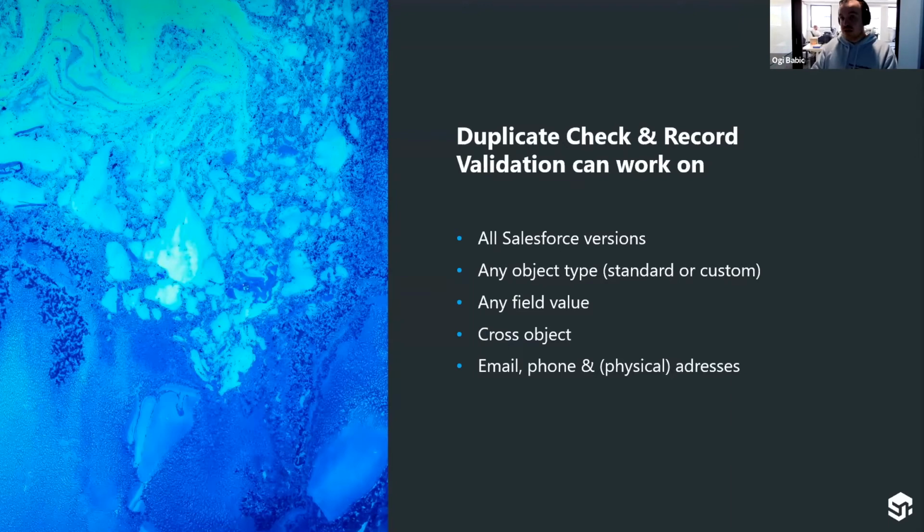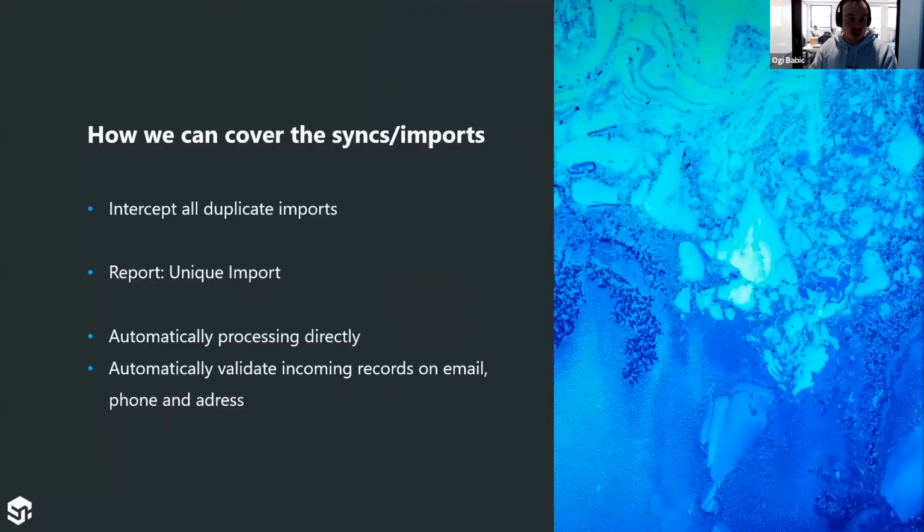So as I mentioned, a lot of data comes in via these integrations, so it's pretty important that you have a good sync going on. And this is the second subject I want to talk about: how can we cover these syncs and imports? In general, Duplicate Check can intercept all duplicate imports or data from external platforms, meaning it can catch duplicates via API, web-to-lead, imports through Data Loader or NPSP loader, the Data Import Wizard, and flow-created records. As long as it's in Salesforce, we can intercept it.